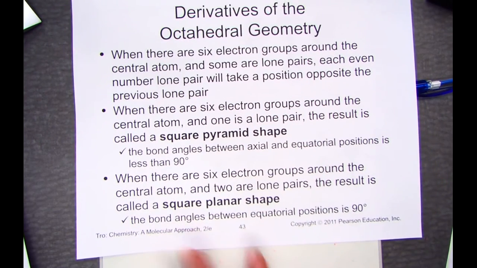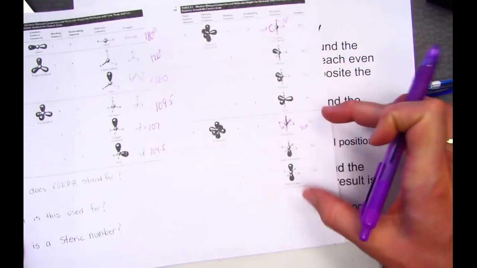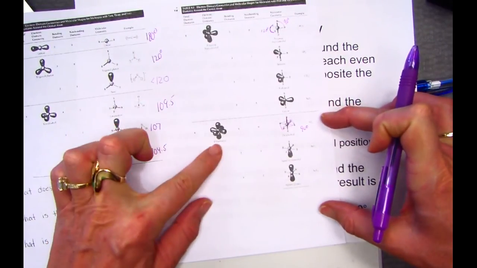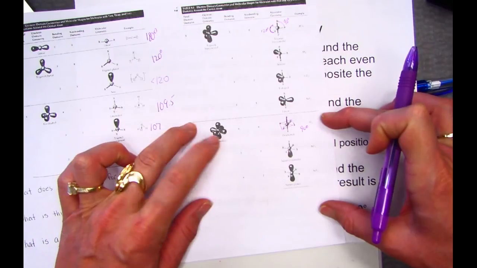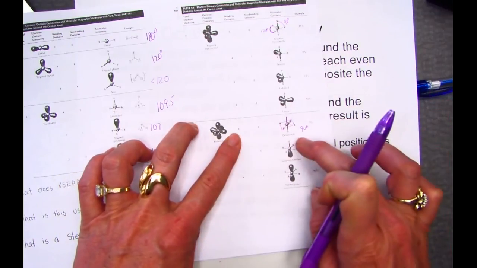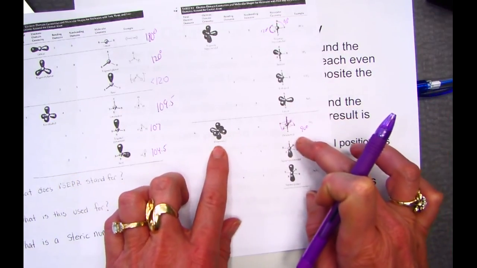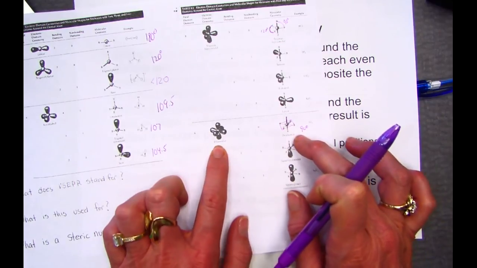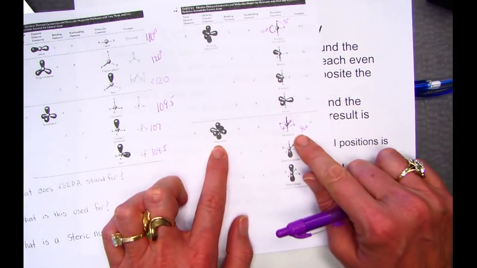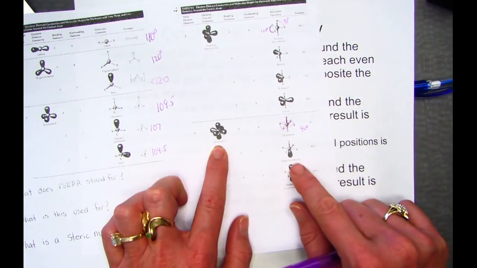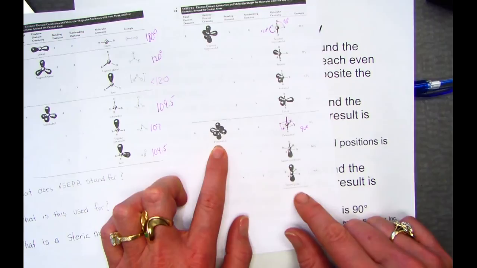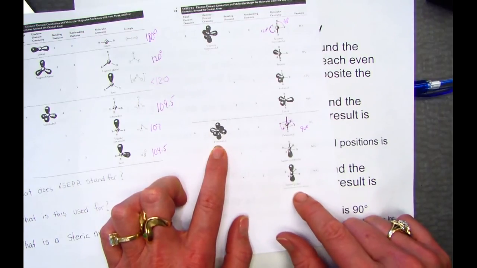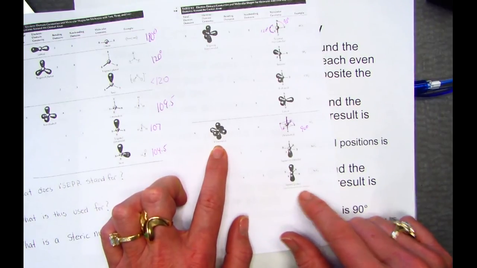Moving on to the octahedral electron geometry. Again, on our page, the focus here is where we have six electron domains. If all six are bonded, we can see that the electron domain geometry and the molecular geometry would match to be octahedral. If I remove one of the bonded pair, we get square pyramidal. And if I remove two of the bonded pair, we get a square planar. Let's take a peek.